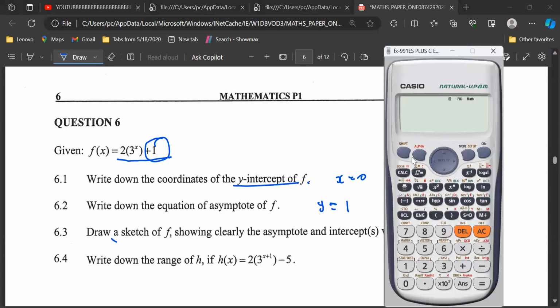We go to the table mode. What if I draw? I have this tendency of drawing with the x-intercept and the y-intercept. You can draw with the x-intercept, but remember, what does the table do? The table gives us the shape.